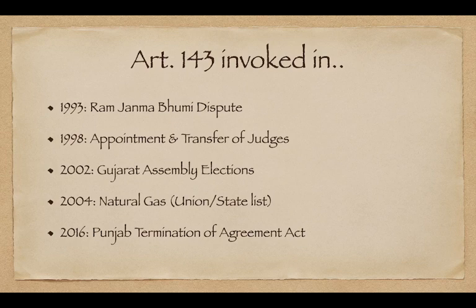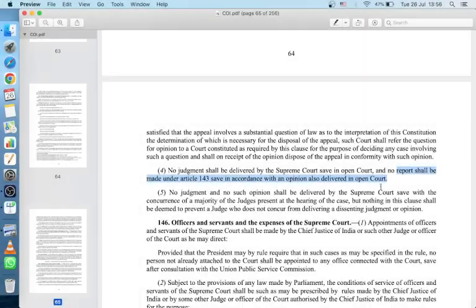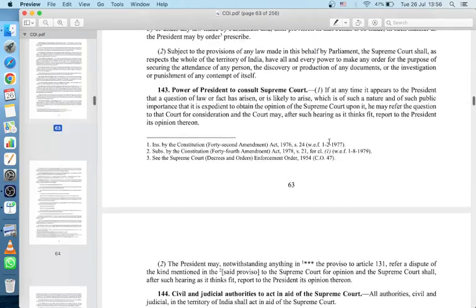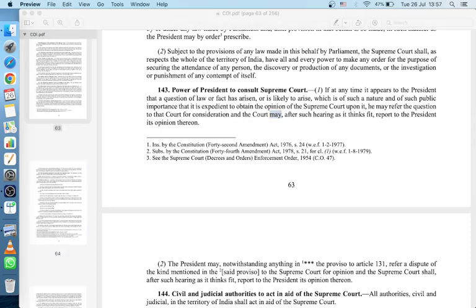Supreme Court refused to give any advice, refused to give any opinion on the question presented to it by the President. This is the one occasion where the Supreme Court has refused to give a report, which kind of underlines for us this particular word in Article 143. The court may report to the President its opinion thereon.